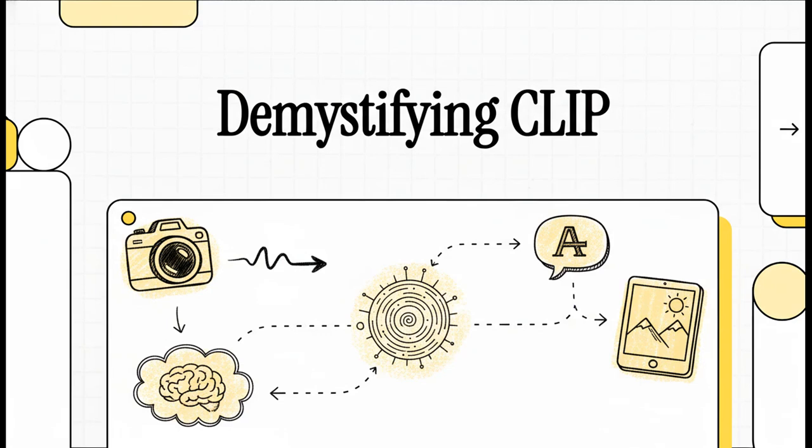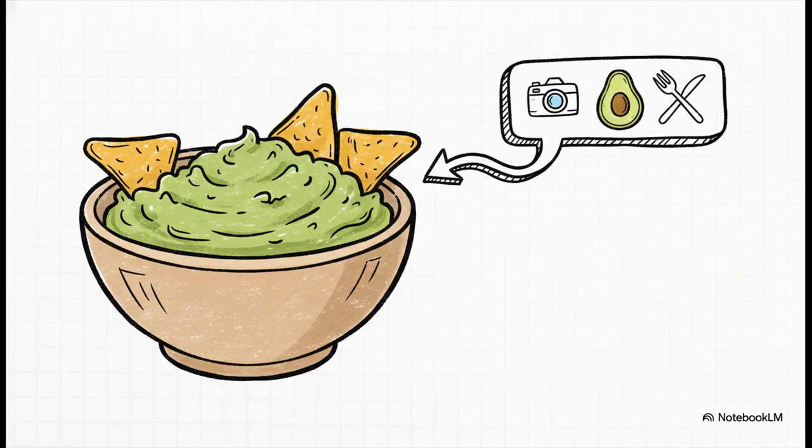All right, today we are going to pull back the curtain on a really fascinating AI model from OpenAI. It's called CLIP. And on the surface, it seems to do something almost magical. It connects pictures and words in a way that just feels intuitive. But how does it really work? Let's get into it.